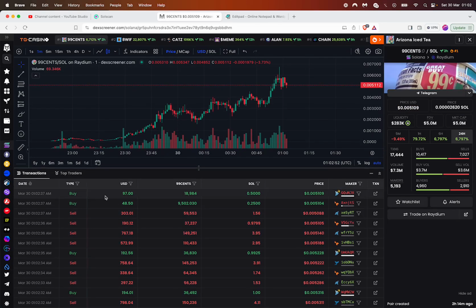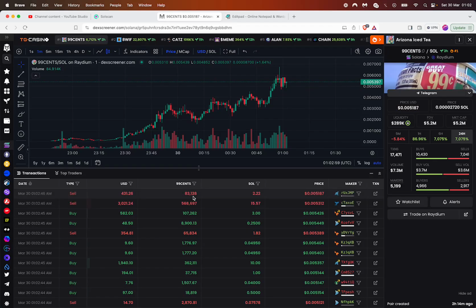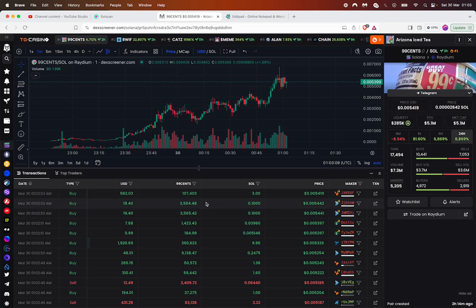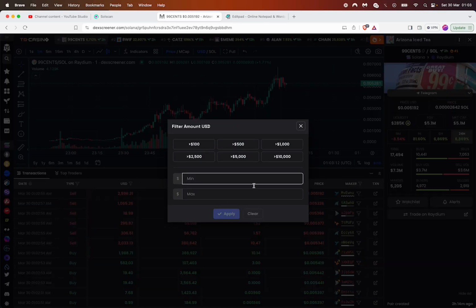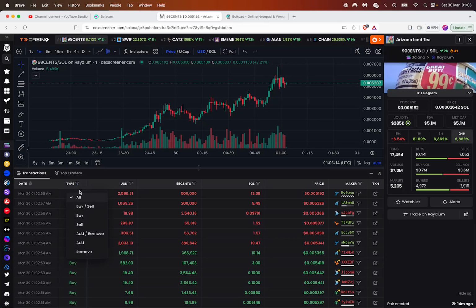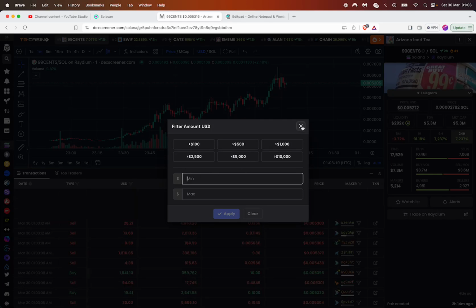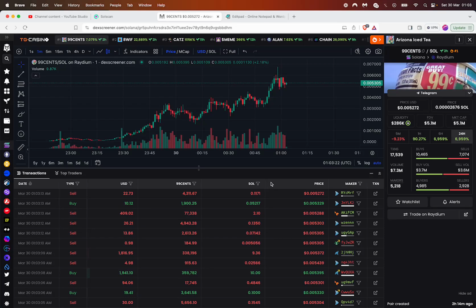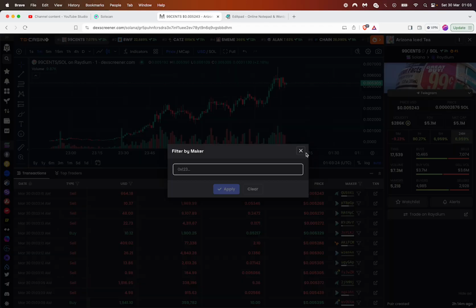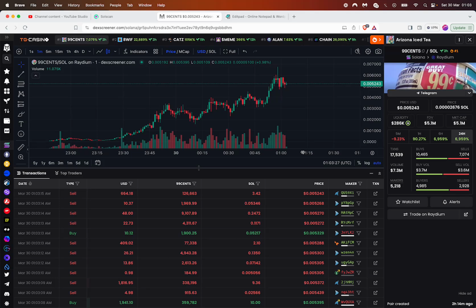Under here we can see buys and sells. So we can see people buying in dollars. They're not buying in dollars, they're buying in Solana, but Dexscreener makes it useful for us by converting to dollars. So we're seeing the current trades. We can filter the trades that have occurred. Maybe you want to only see the buys. Maybe you want to filter for trades of a specific amount. Maybe you want to filter by a specific maker. Maker just means who made the trade.